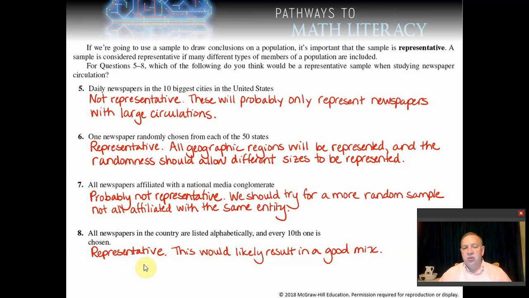So if you go into statistics, this would be a systematic sampling, and this should be representative. So we've got all the newspapers, and we're not picking randomly, we're going to systematically go through and pick out every 10th one. Some of these may be big, some of these may be small, but that is usually recognized as a good representative.